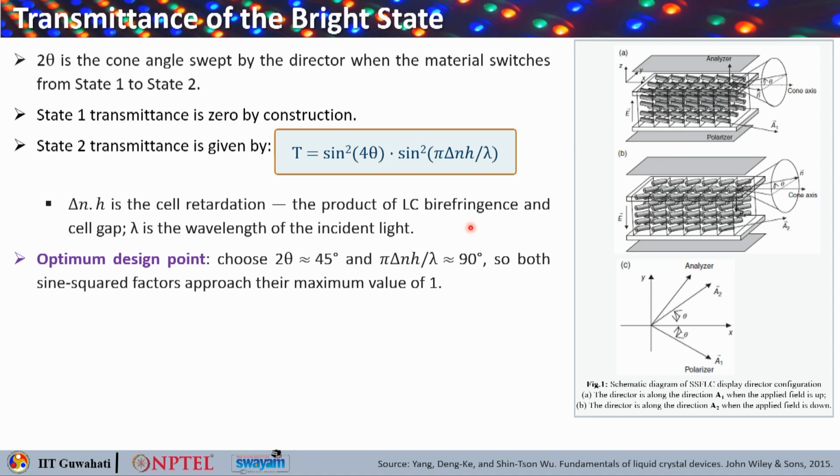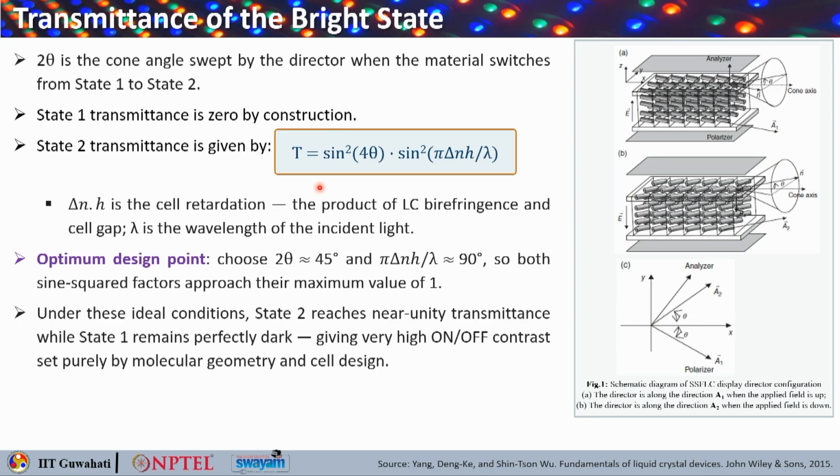Now, how to do the optimum design in this case? You can choose 2 theta to be 45 degrees, and if you consider pi delta n h by lambda to be 90 degrees, you will see that both of these terms are maximized, both giving 1, and you get the maximum transmission. Under these ideal conditions, state 2 will reach near unity transmittance, while state 1 remains perfectly dark. So, you get a very high on-off contrast ratio, which is purely set by the molecular geometry and the design of the cell.